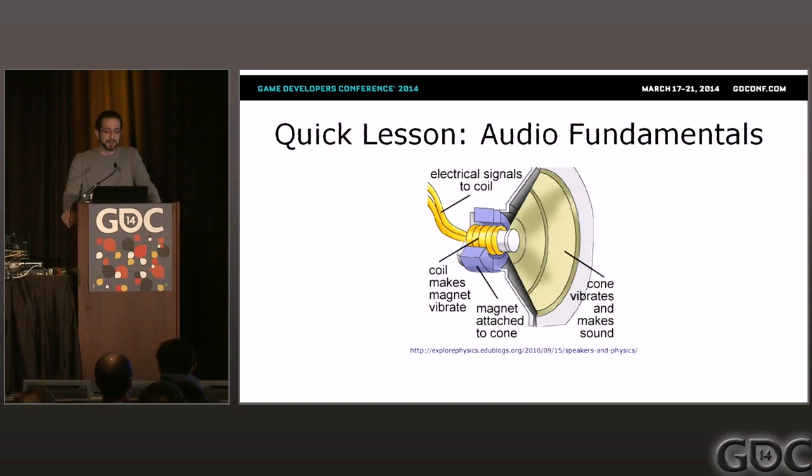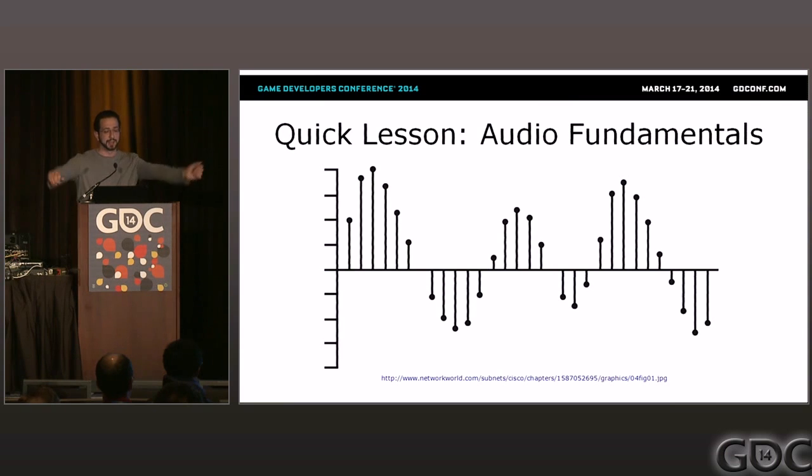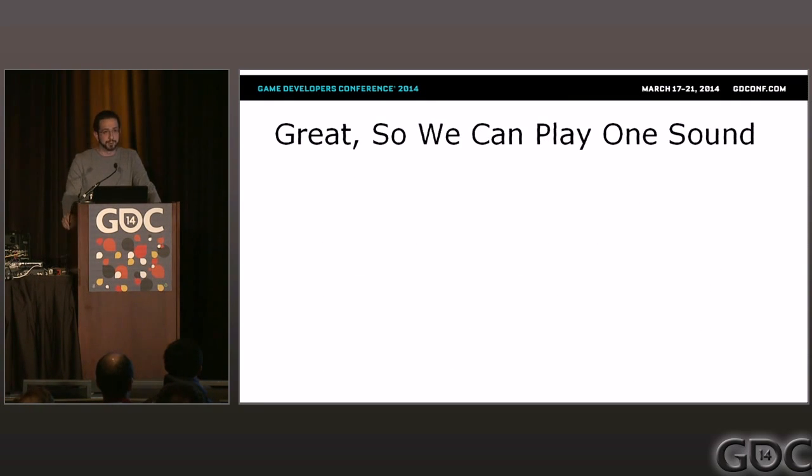So you can think about if you graph the position or the offset of that magnet from center over time, that is kind of your waveform of your sound. And if you actually draw that out, it'll look like this. And then what we do is we sample it very frequently, typically 48,000 times per second, and that'll look like this. And then what we do with that is we just move the magnet to wherever it is at that point in the curve, and we generate a sound. So great, we can play one sound. Right, big deal. That's not very exciting.